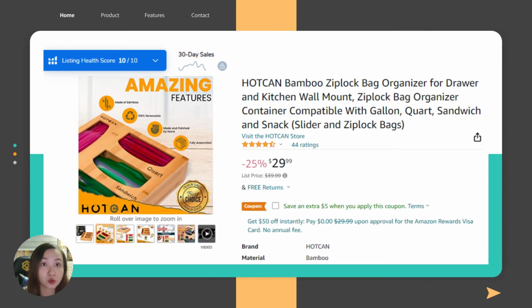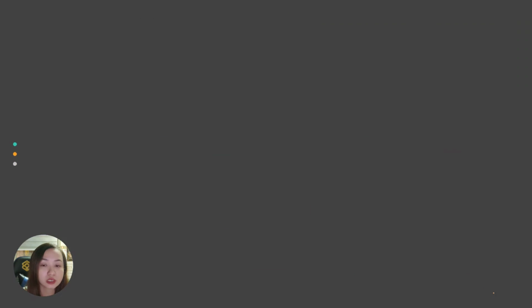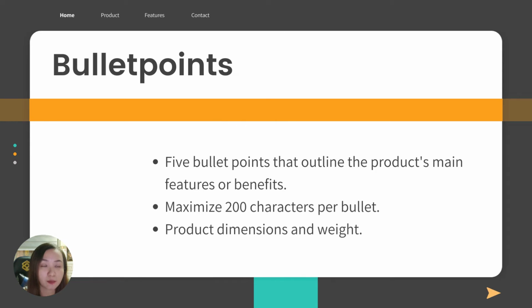Let's move on to bullet points now. Bullet points are now an important feature of the Amazon product listing. There are 5 bullet points that explain the product's primary features, also known as highlights, features and benefits. They make reading easier by reducing the amount of text on the page. Also, delivering people bite-sized bits of information to help them make a buying decision. Also, each bullet should have a maximum of 200 characters.